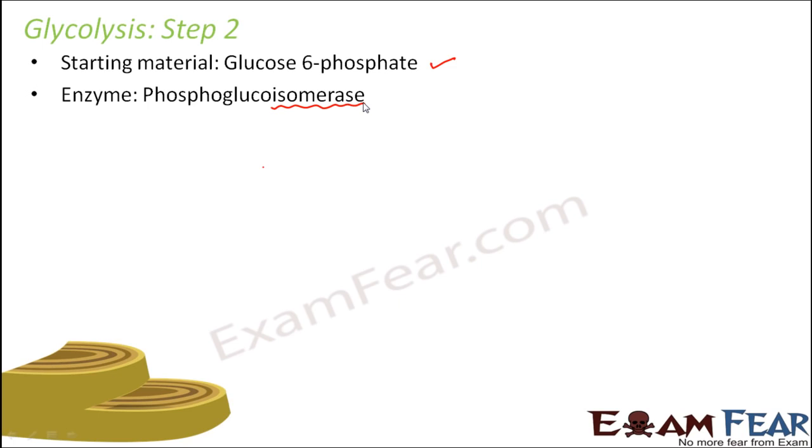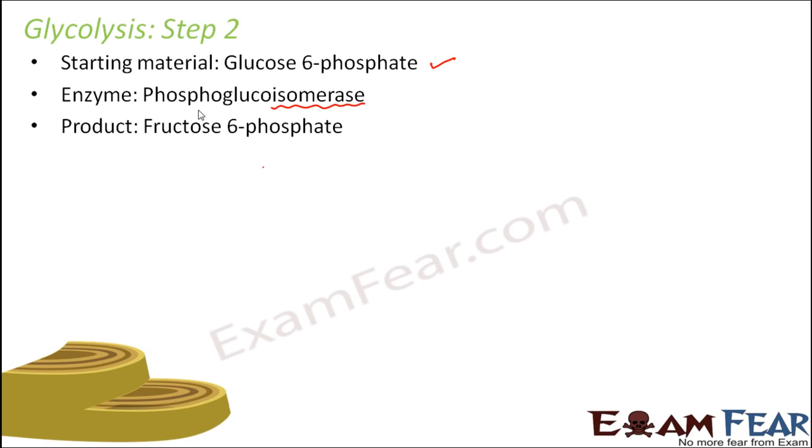What are isomers? Isomers are those compounds which have the same molecular formula but they have different structures. So that means if there are 6 carbon atoms in glucose 6-phosphate, its isomer will also have 6 carbon atoms, but the way they are arranged will be different. So isomerase enzymes always help in converting one compound into its isomer. So what would be the product here? The product would be fructose 6-phosphate.